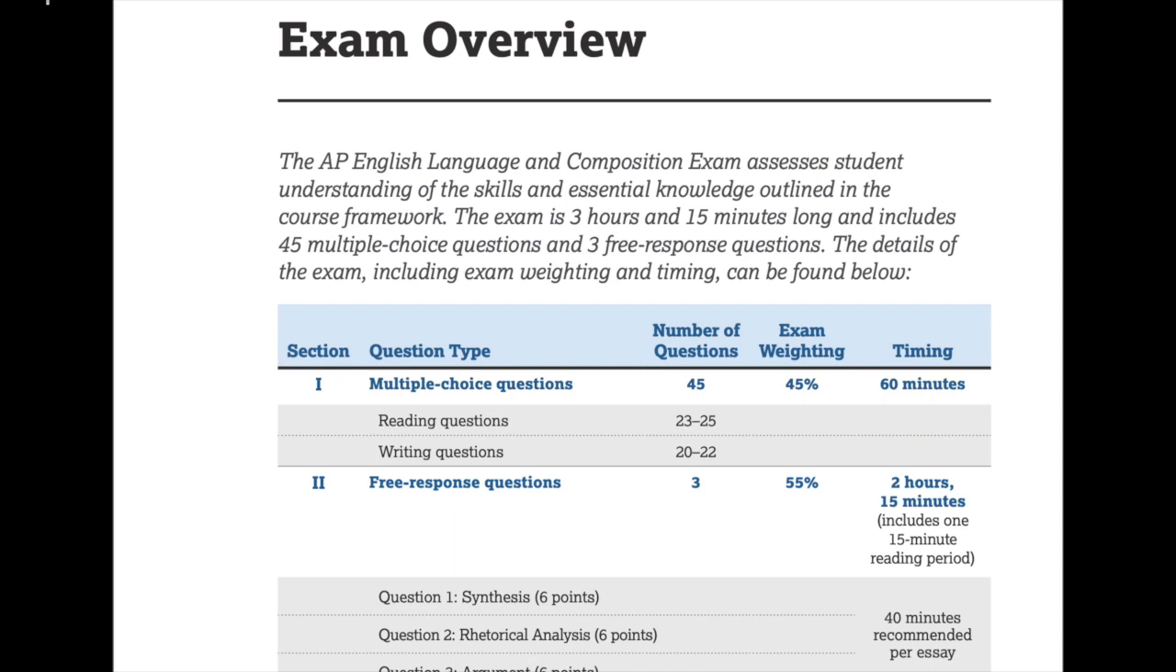reading questions, which ask you to do analysis on a passage that they provide for you, and then writing questions, which are a little bit like editing questions. So we'll talk more about those when you're actually in class. That's all you need to know right now.